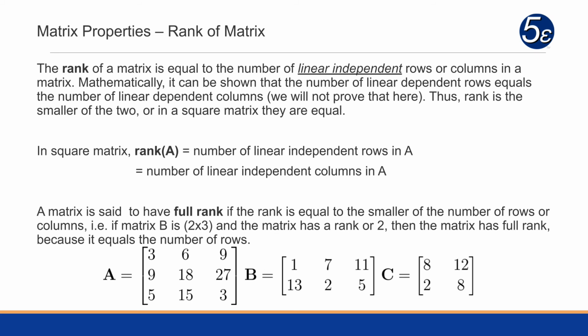A matrix is said to have full rank if the rank is equal to the smaller of the number of rows or columns. If a matrix is 2 by 3 and the matrix has a rank of 2, then the matrix has full rank because it equals the number of rows.